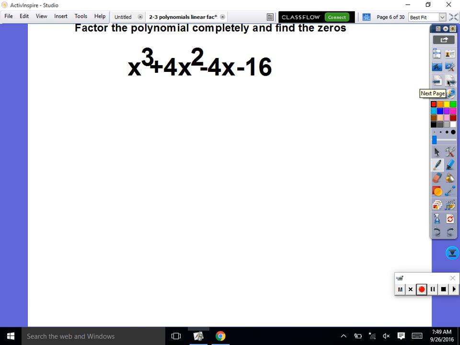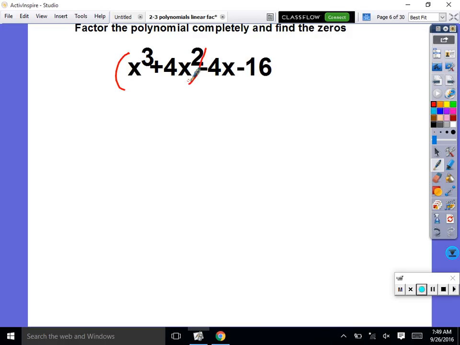So just look up here. I don't want you to write anything. I just want you to look. It says, factor the polynomial completely and find the zeros. So we have x cubed plus 4x squared minus 4x minus 16. Okay, is there a greatest common factor in this one? No, right? There's no x. 16 doesn't have an x. Can anyone remember how we factor these ones? Yeah, grouping. Don't we have 1, 2, 3, 4 terms? So you say to yourself, I'm going to factor by grouping.